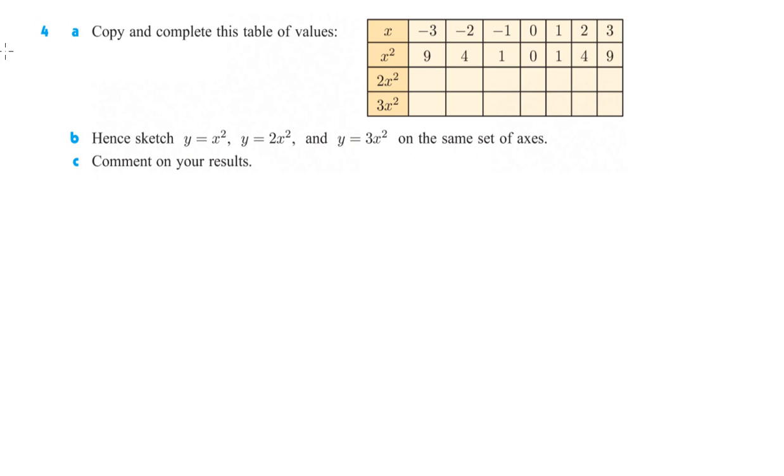For number 4, same idea. We've got the x squared, and now we're doubling it. We take the x squared, which is 9, and multiply by 2, so that's 18. 4 times 2 is 8. 2, 0, 2, 8, 18. Let's make that readable. And then now multiply it by 3. 9 times 3 is 27. 12, 3, 0, 3, 12, 27.